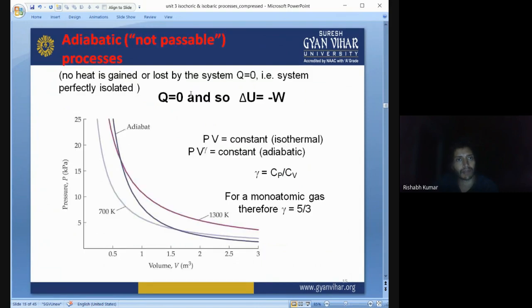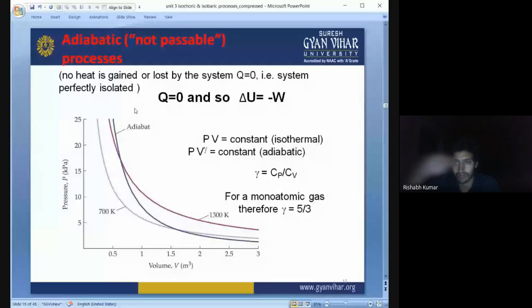So for adiabatic processes, as we have discussed, no heat is gained or lost. In other words, there is no change in heat energy. No transfer of heat energy between your system and the surroundings. Delta Q is going to be zero. So your equation becomes delta U equals minus W.